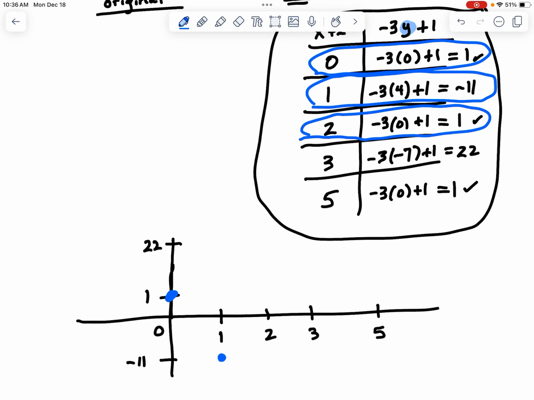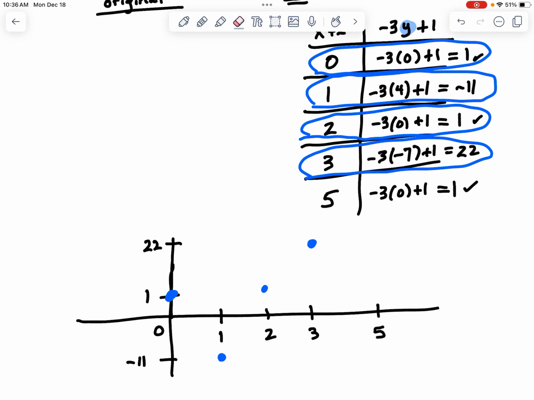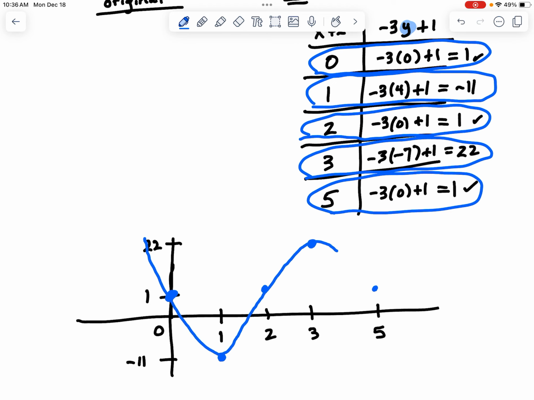Next, it's 2, 1. And then 3 and goes up to 22. And then for the last one, let me get my blue pen back, 5, and at a height of 1. So then it looks like the function should look basically like this. It's going to swoop down, it's going to go up to 22, and then it's going to go down, and then just put some arrows on the end, and it's done.